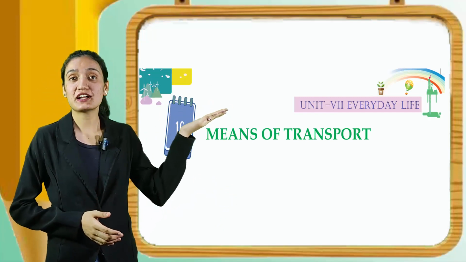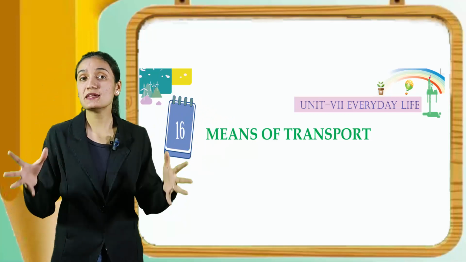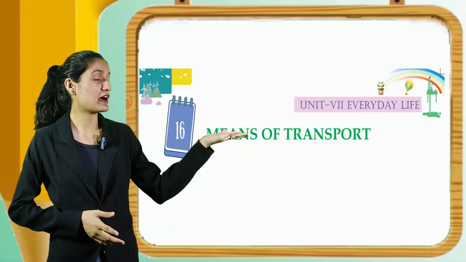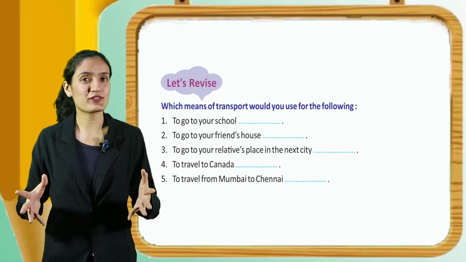Today we are going to start with Unit 7, Everyday Life. Chapter number 16, Means of Transport. Now let's revise. Which means of transport would you use for the following?